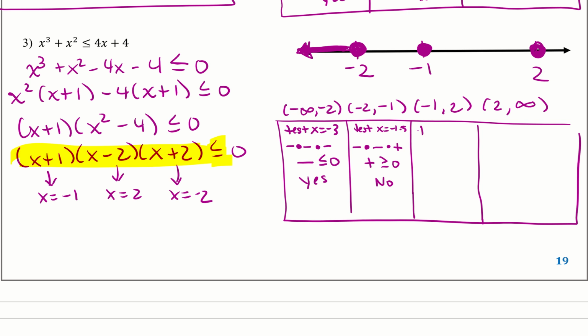My next region, I will test something in between -1 and 2, such as 0. If I plug in a 0, I get a positive for the first factor times a negative times a positive, which is a negative, which is less than or equal to 0, which is what I'm looking for. So I do want this region.